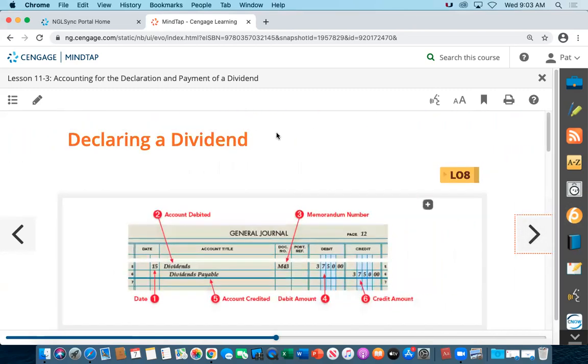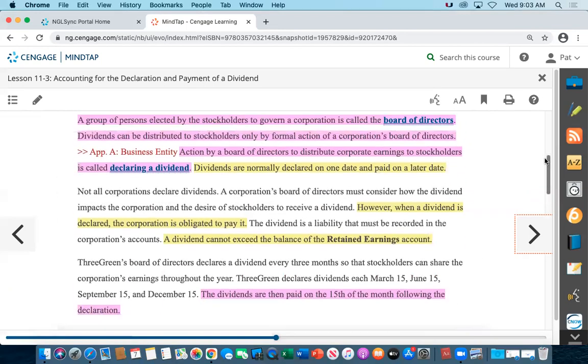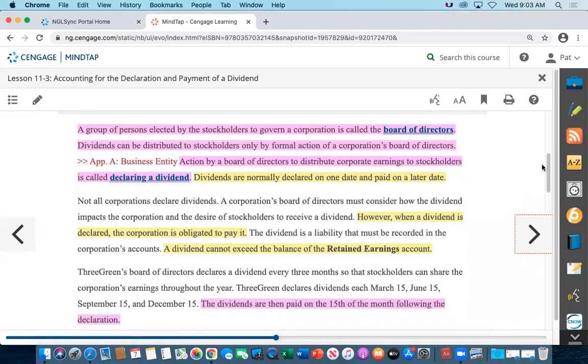Financial literacy, we can skip. All right, declaring a dividend. So how do we go about doing this? Well, first we have to learn about it a little bit.